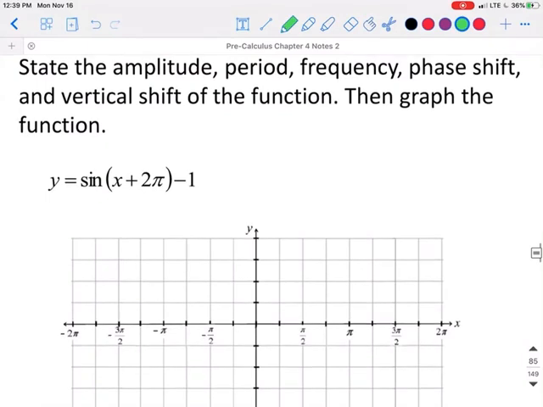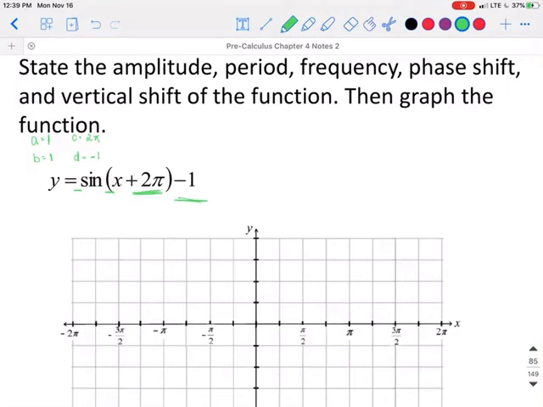So again, we need to state our amplitude, period, frequency, phase shift, and then we're going to state vertical shift. It should also be in your best interest to find your interval before we start graphing. So the a value is whatever's right in front of sine, which in this case will be 1. Our b value is whatever's right in front of x, which is 1. Our c value is whatever you are adding or subtracting from the x, so 2 pi. And your d value is whatever you're adding or subtracting after the parentheses, which will be -1.